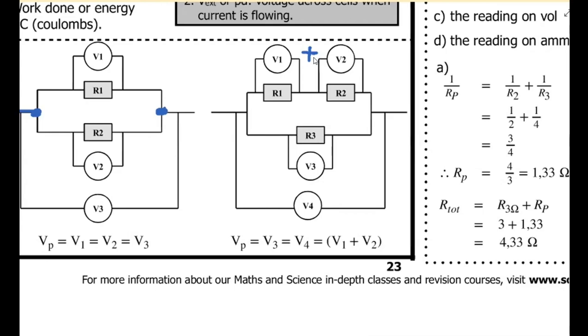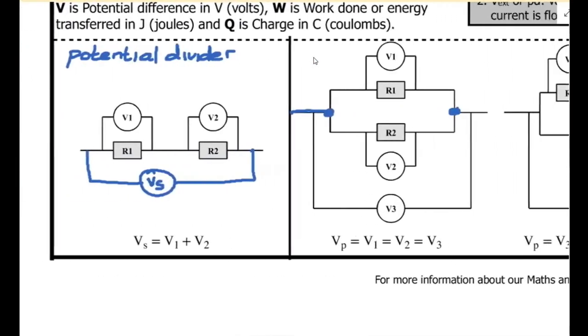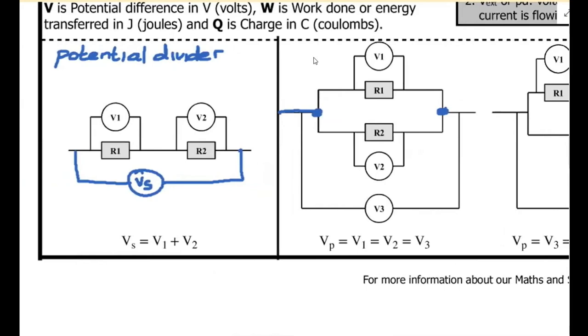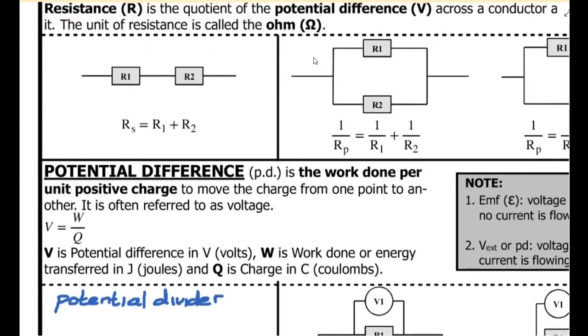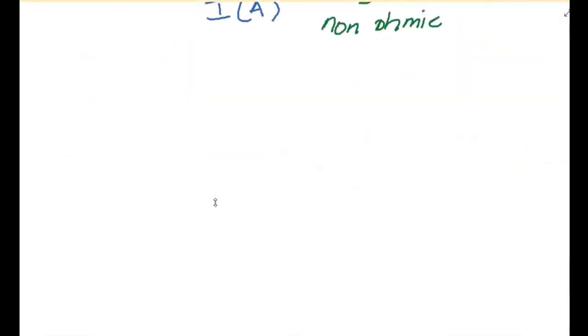So these laws about current and potential allow us to come up with our formulas for calculating resistance in series and calculating resistance in parallel. So let's go and do some examples.